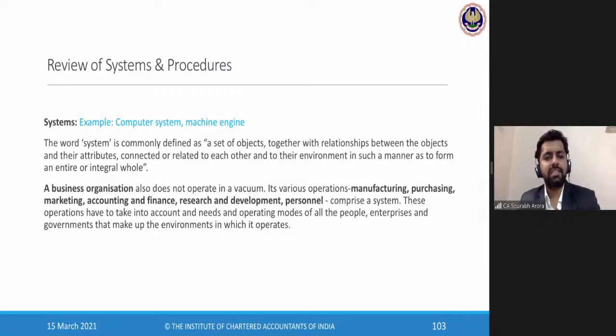So system is a set of objects together with the relationship between the objects and their attributes connected or related to each other and to their environment in such a manner so as to form an entire integral whole. So a set of objects related, connected, and making a whole. That is the system. And business organization is the system, computer is the system, machine engine is the system. What are the components of business organization? Manufacturing, purchasing, marketing, accounting, finance, research, development, personnel. These all constitute a system.